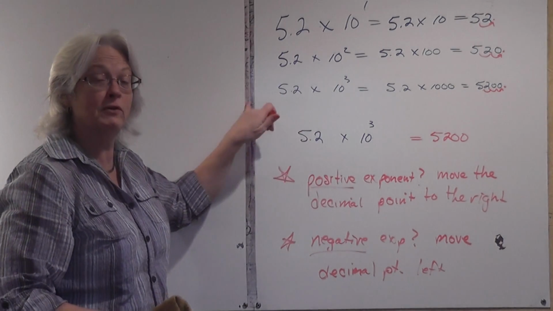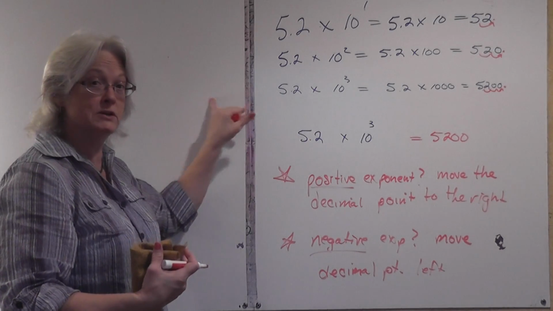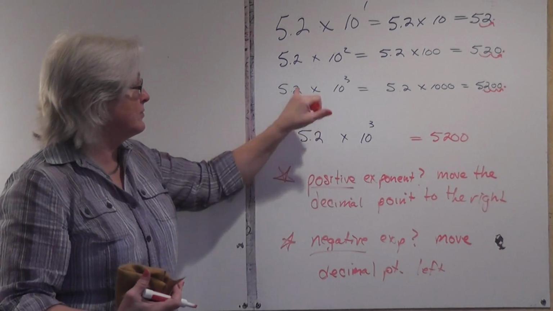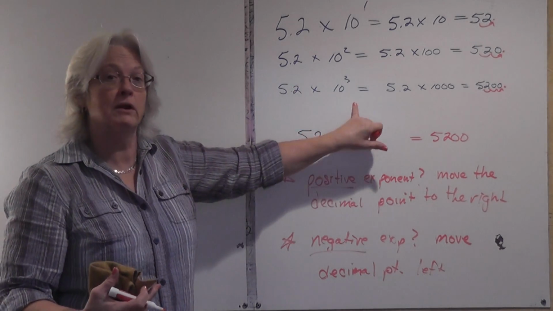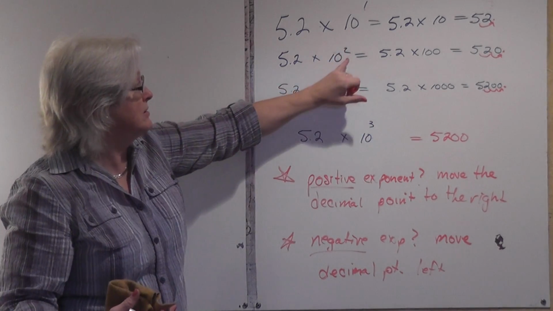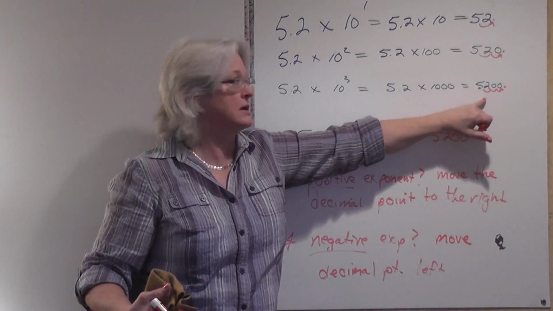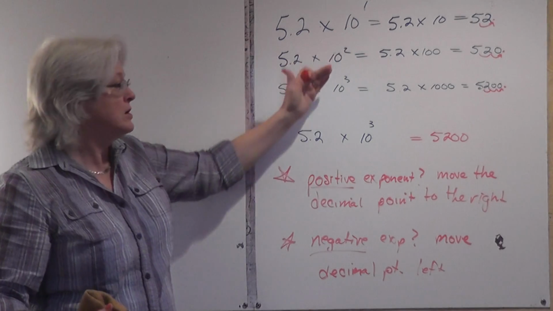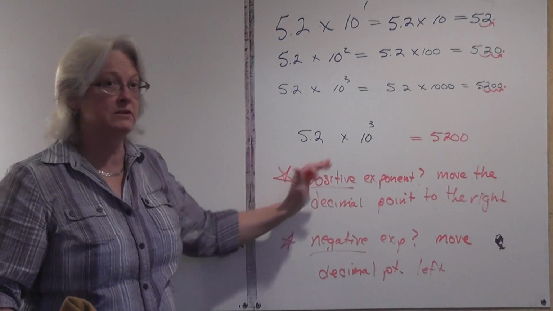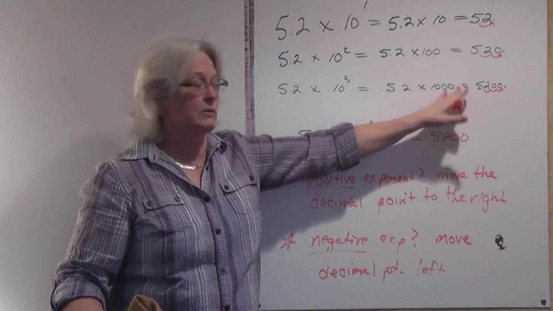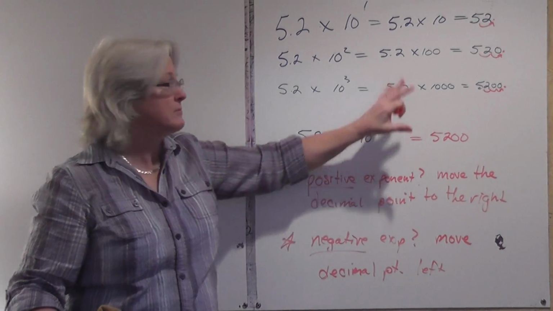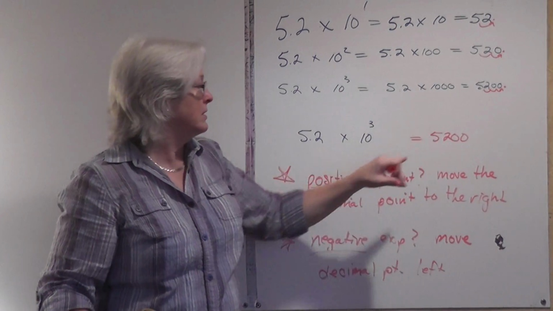That decimal point further to the left, the number's getting smaller, isn't it? As it moves further to the right, the number's getting bigger. You see this here. 52 times 10 is 520, times 10 is 5,200. So the larger the positive number, the larger the positive exponent, the larger the number.